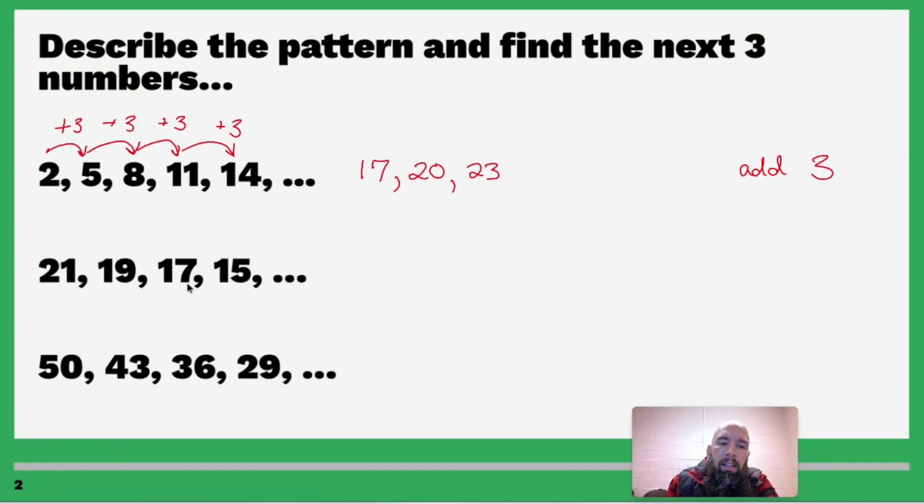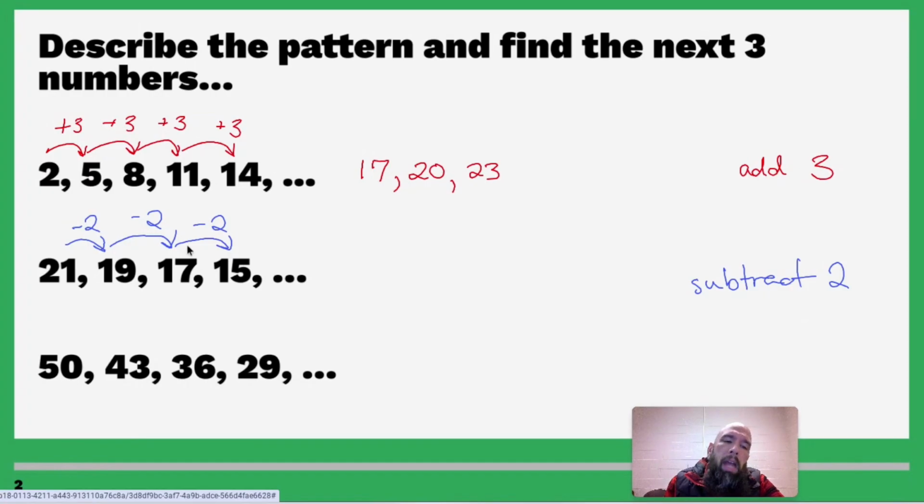21, 19, 17, 15. Now, how can you go from 21 to 19? Well, you're not going to add in that case. You're going to subtract 2. So let's see if it's the same pattern. How do you get from 19 to 17? You subtract 2 again. How do you get from 17 to 15? You subtract 2 again. So what's this pattern going to be? Subtract 2.